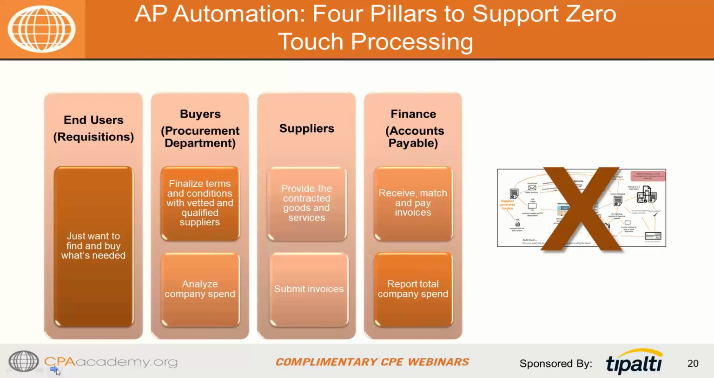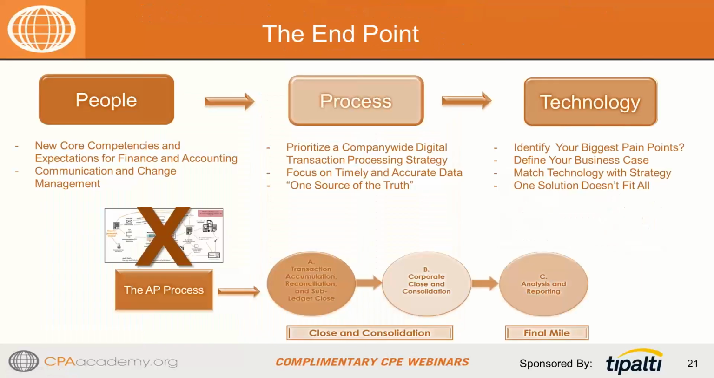Again, with some of the automation solutions that are out there, spend can be broken down by key suppliers, strategic suppliers, and by organizations, business unit, what have you. All right, so what is the end point? Again, we're alleviating a very complex manual AP process or moving that closer to touchless, and we're focusing on people, process, and technology.